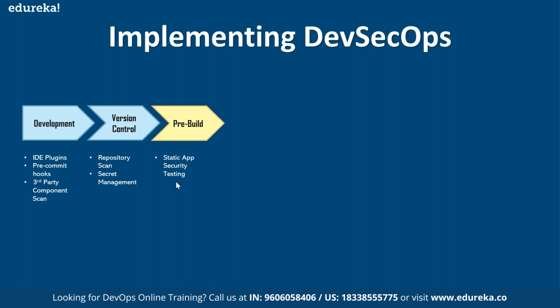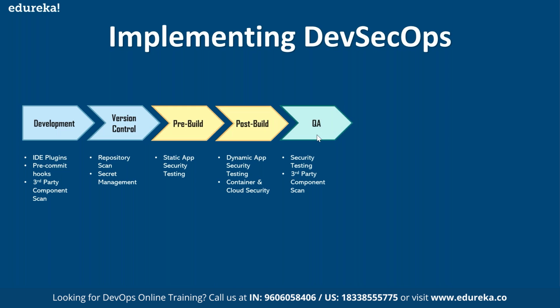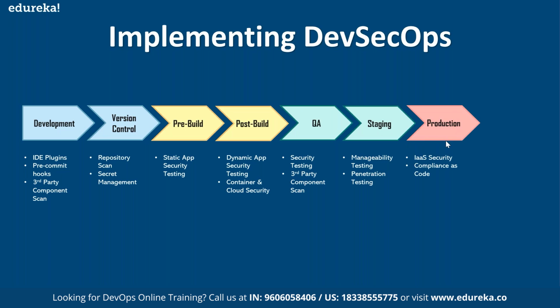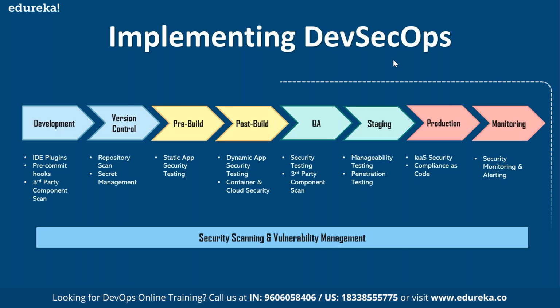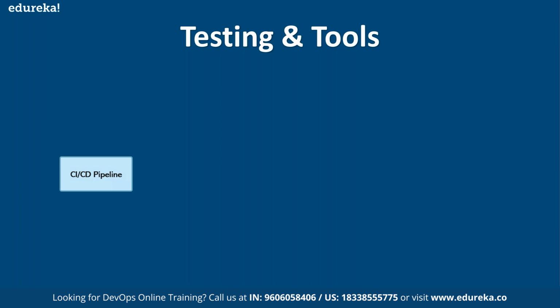Pre-build static application security testing, post-build dynamic application testing, container and cloud security testing. In QA time, you will have security testing. In staging time, you have penetration testing and vulnerability testing. In production, you have compliance as code testing. So different types of testing techniques are there at different points in time, but what applies where is mentioned in the next slide. Monitoring and alerting security is there. So what testing and tools are required?